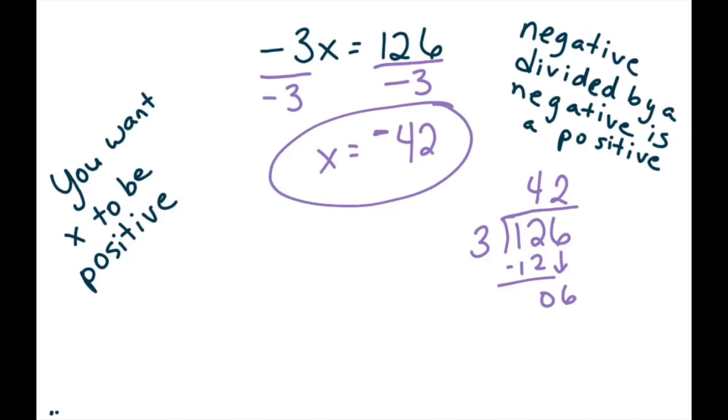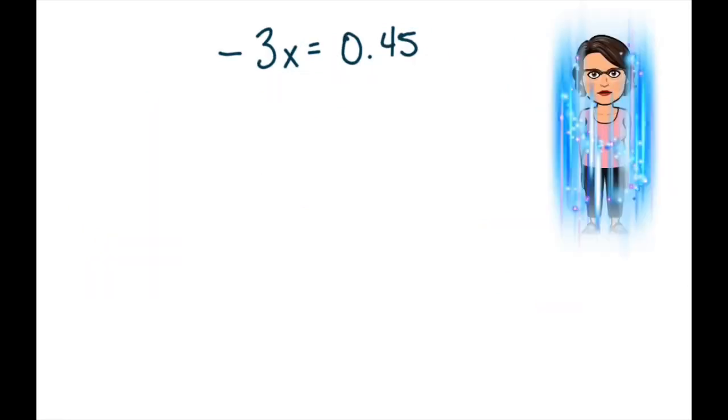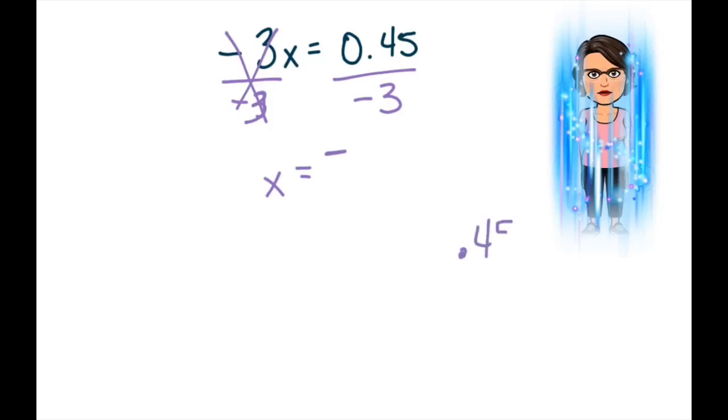All right, let's try this one. You try this one on your own. Let's see how you do. Okay, so you should have divided both sides by -3. And that would have canceled this out, which would have isolated your x. And then we've got to do a positive divided by a negative. So our answer is going to be negative. And we're going to do 45/100 divided by 3. And if you want, you can have your 0 there. All right, so 3 will go into 4 one time.